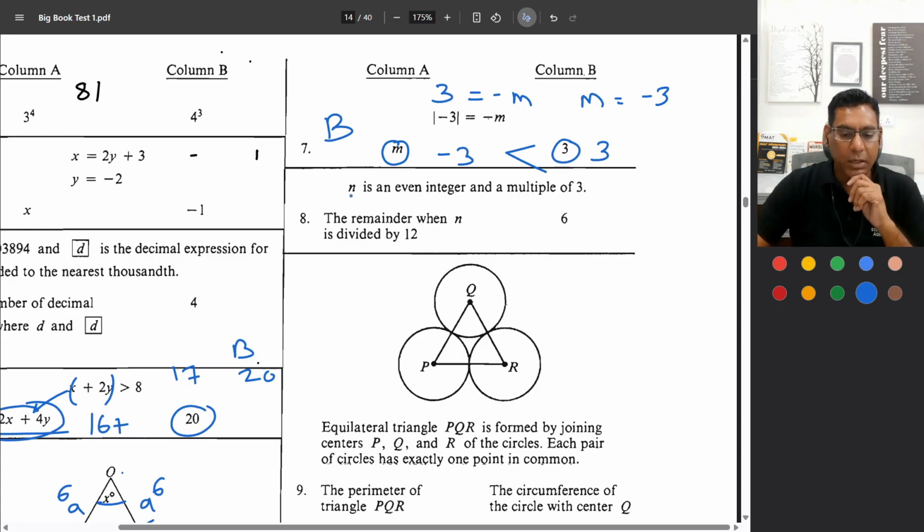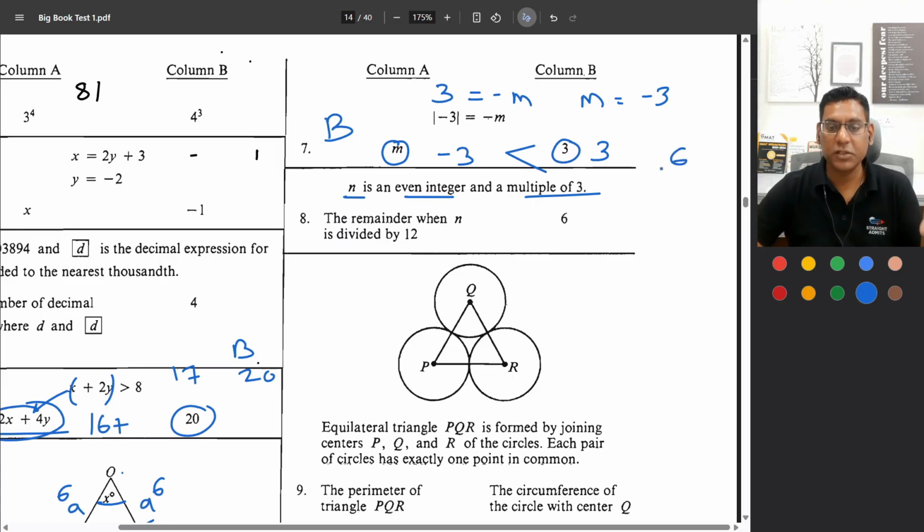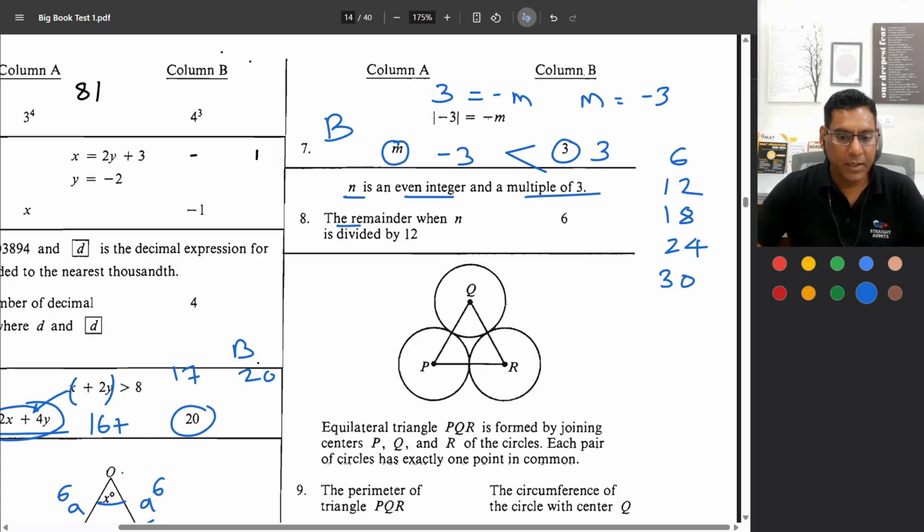Question number 8. N is an even integer and a multiple of 3. Let's think about an even integer that's a multiple of 3. If it's a multiple of 3, it has to be in 3's table. So let's see, 3 is not even. 6, yes, 6 is even. Next is going to be 9, 9 is not even. 12 is even. So the pattern basically is like this: 6, 12, 18, 24, 30. Let's say I've written down 5 numbers. What do I have to do with that now? The remainder when n, that means any of these, is divided by 12.